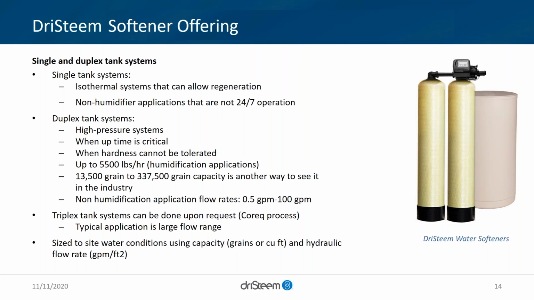One of the things from the industry perspective that you will look at is a grain capacity. So this is talking about the exchange capacity. And then lastly, for non-humidification applications, so steam boilers, cooling towers, car washes, indoor agriculture, etc., we're looking in different units. We're talking about gallons per minute to your system. So anywhere from half a gallon per minute, which would be our 7-inch tank, all the way up to 100 gallons a minute, which is going to be our largest 30-inch tank system.